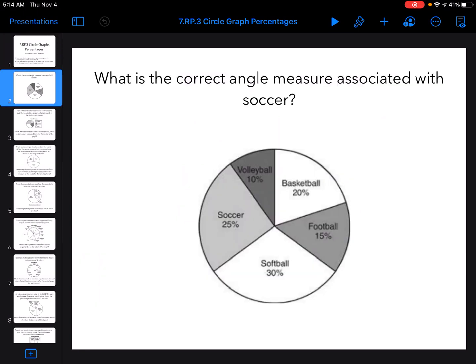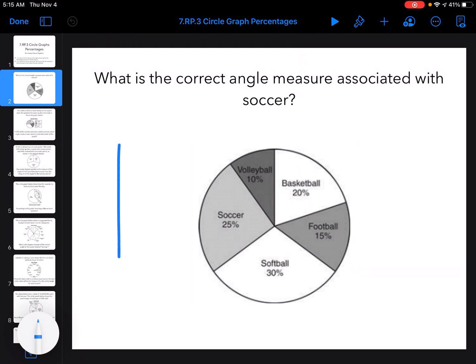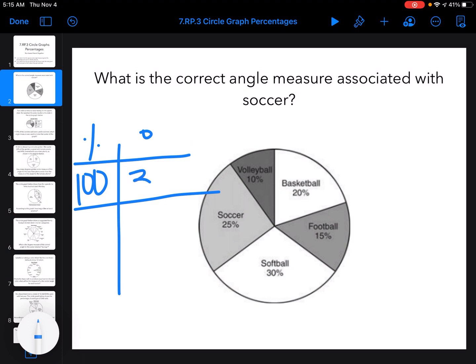So what is the correct angle measure associated with soccer? Okay, so angle measure. So I know there are 360 degrees in a circle graph. And I know a circle graph is made up of 100%. You guys learned that in little people school, that circle graphs are percentages. But I've also reviewed it with the vocabulary. So 100% would be 360 degrees. It says soccer is 25%.